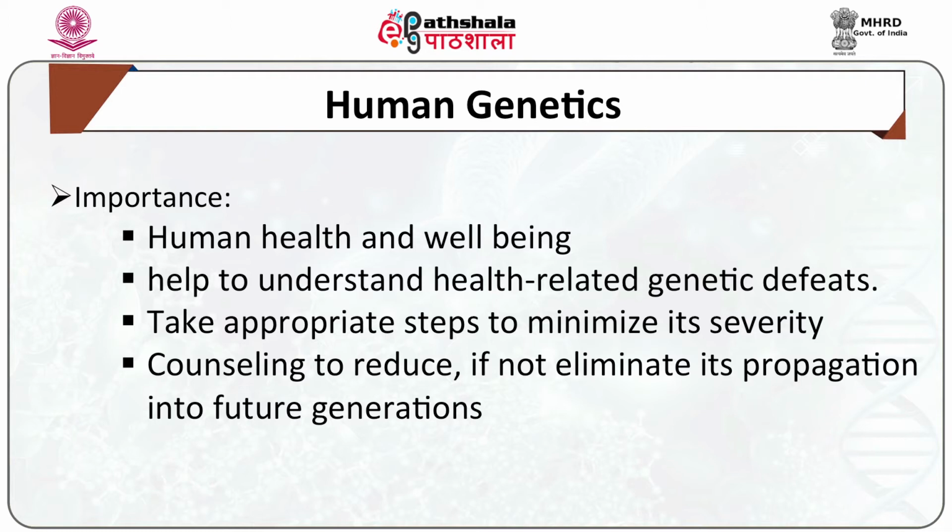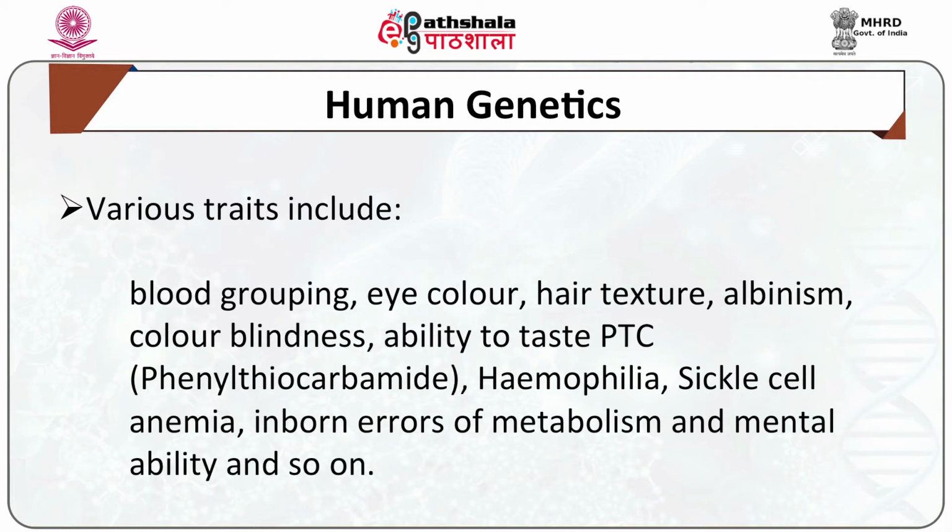Various traits include blood groupings, eye color, hair texture, albinism, color blindness, ability to taste PTC, that is phenylthiocarbamide, hemophilia, sickle cell anemia, inborn errors of metabolism, and mental ability, and so on.